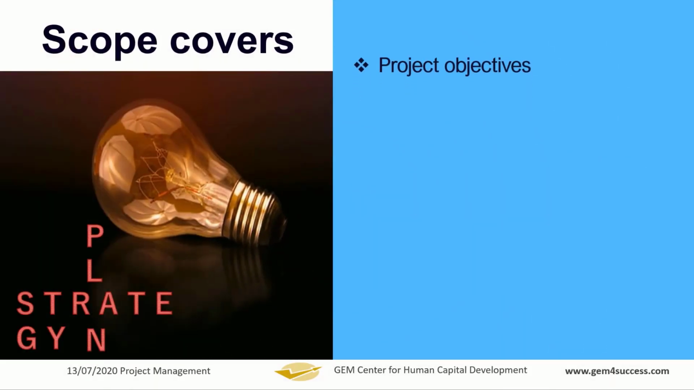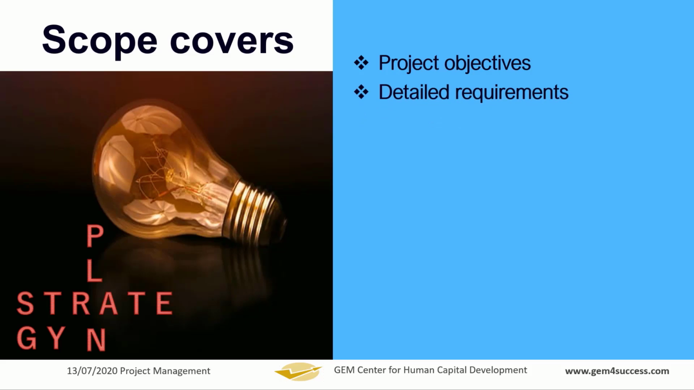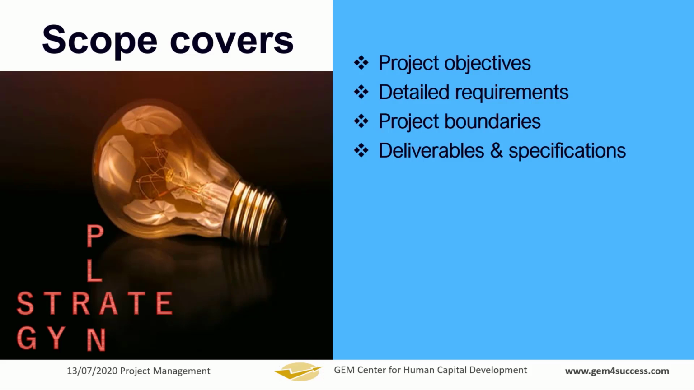So what are those things we have under the scope of the project? When you say you are defining scope, what are those things you want to get clarity on, that you want to extract from the requirements that you have gotten? You want to understand project objectives. Then, of course, the detailed requirements, project boundaries, the deliverables, and the specification of the deliverables.